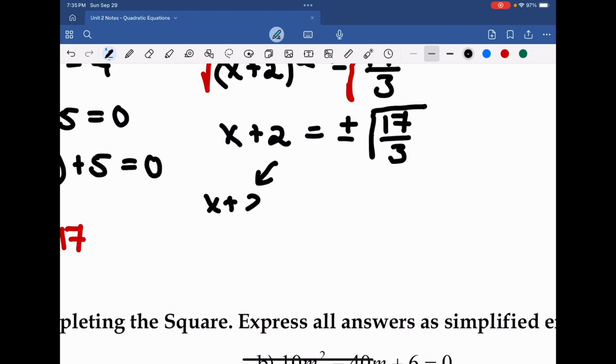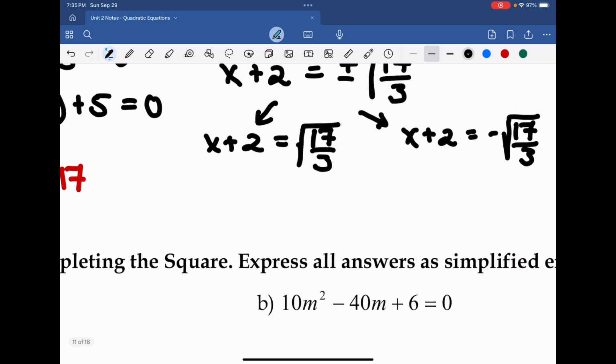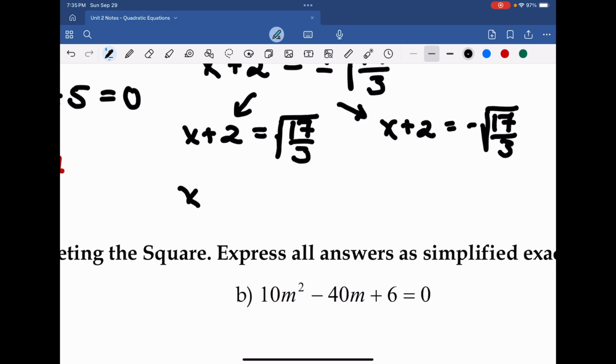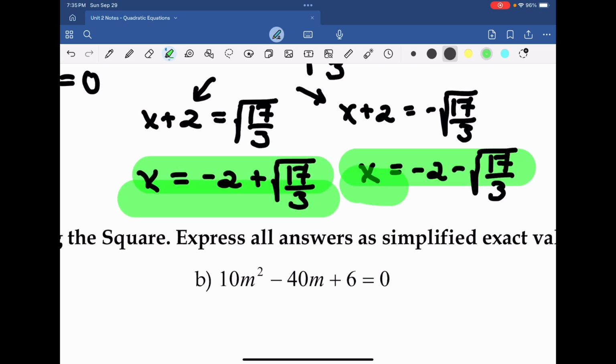Now what we're going to do is we're going to simplify this into the following manner. There are two cases. x plus 2 is equal to the positive square root of 17 over 3. And the other case is x plus 2 is equal to the negative square root of 17 over 3. Now, what this leaves us with is the following solutions. We're going to get x is equal to negative 2 when we subtract it over, plus the square root of 17 over 3. And the other case is going to be x is equal to negative 2 minus the square root of 17 over 3. There we go. And here is our two answers in simplified exact form.